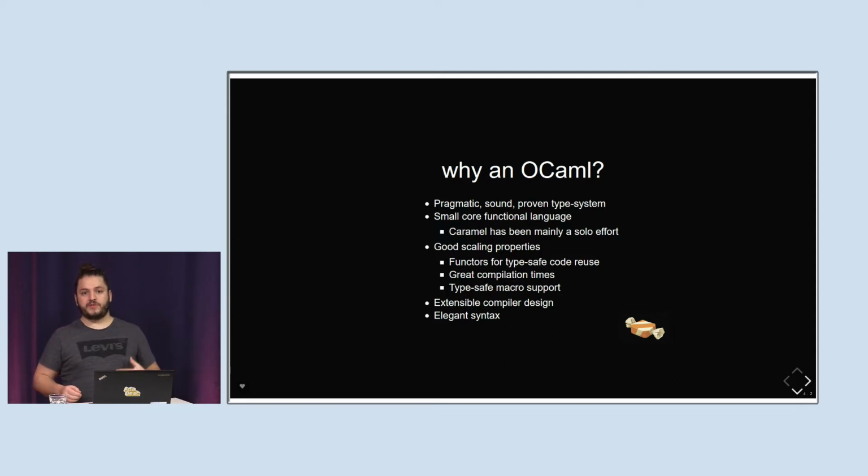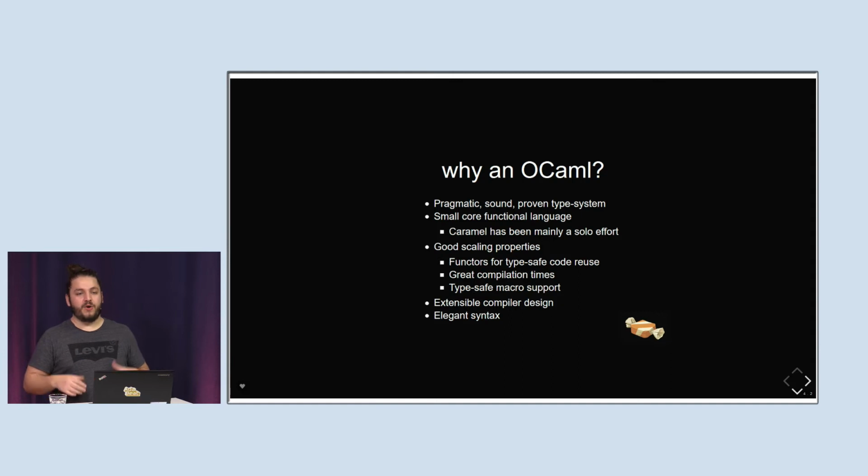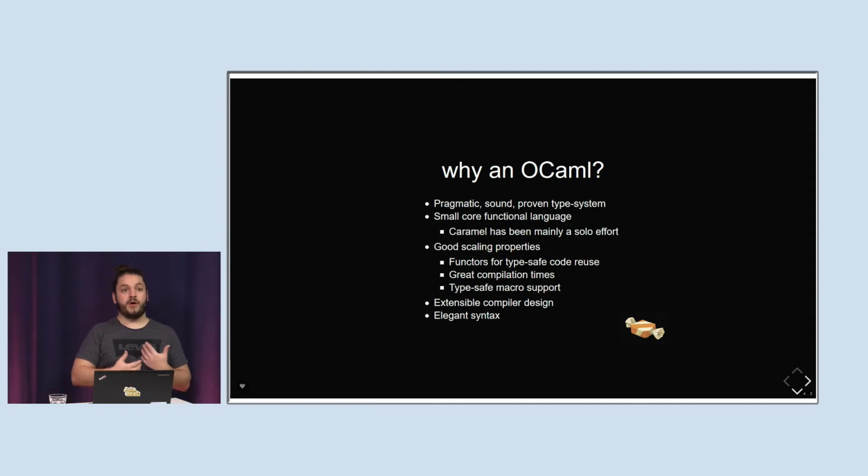We also have other things. For example, OCaml has a very small functional core language, right? The functional parts of OCaml are super tiny. And this was crucial at the beginning because Caramel has been mainly a solo effort. It's mainly been me outside of work getting this done. Now that's changing, thankfully. Both Nico Bao and Michal Lapik are helping out a lot. But the fact that the language is very tiny means that there's less effort to do when you're doing the translations. And OCaml also has really good scaling properties, right?